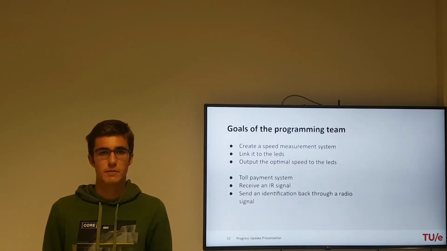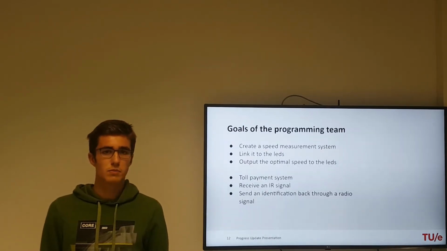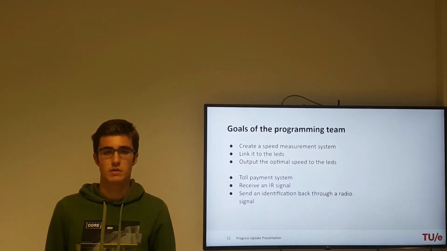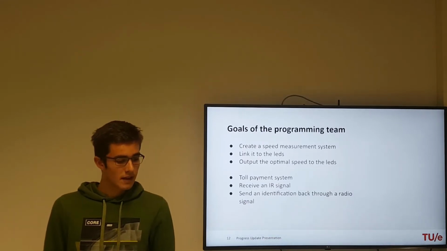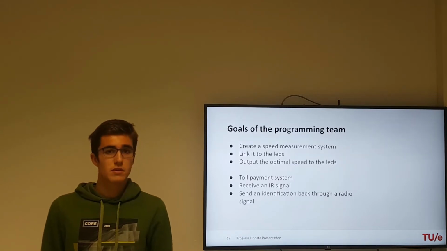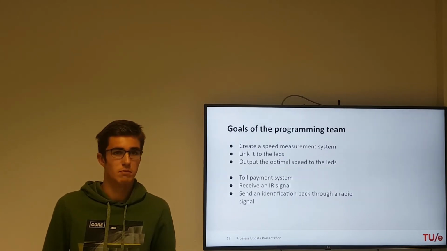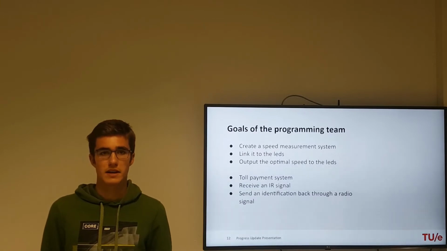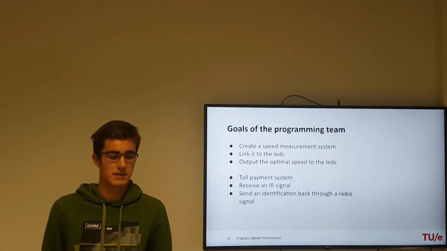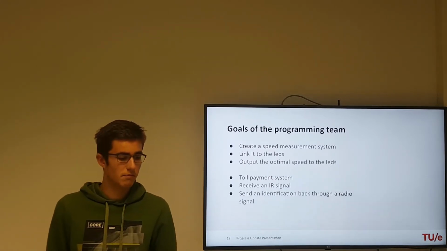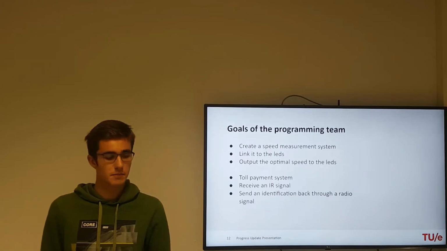The next goal of the programming team is to create a toll payment system. On the challenge day, every round you do around the track has to be counted, and we have to do that thanks to a toll payment system. The car should receive an IR signal from the track buildings, and then the car should send a radio signal back to the computers of the organization, and that should be the base of our toll payment system.